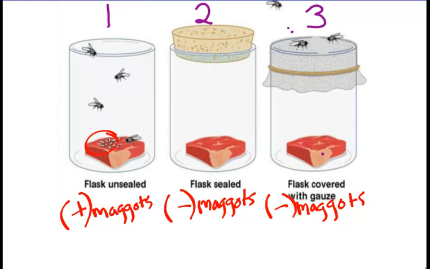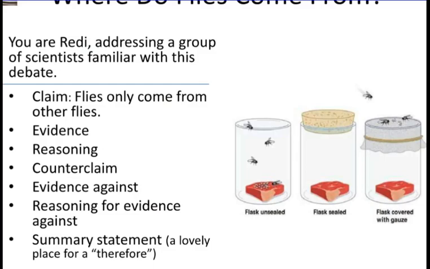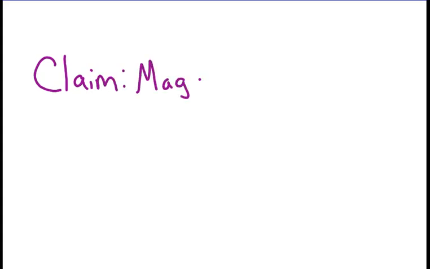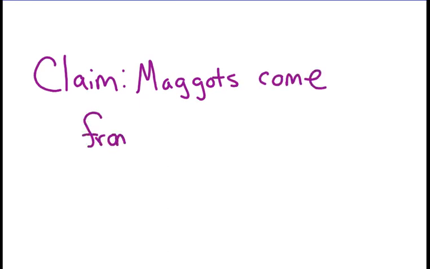Which flask, in other words, has air penetrating but nothing else can penetrate? Three, yeah. So those are our three flasks. These were our results. And from that, you guys just made a claim. Okay, I'm going to make it right here, but you have a box on your paper. Your claim, based on the evidence, is that maggots come from flies.